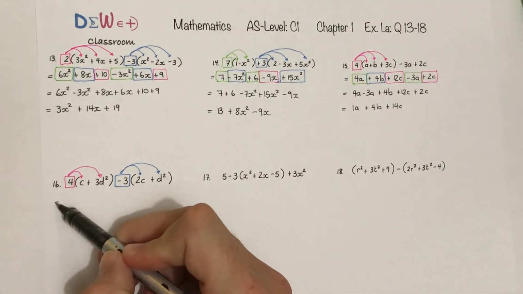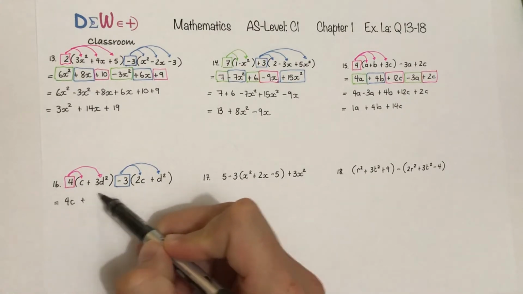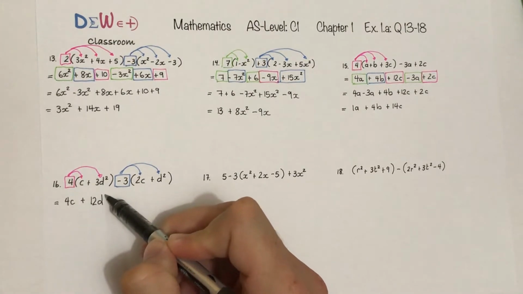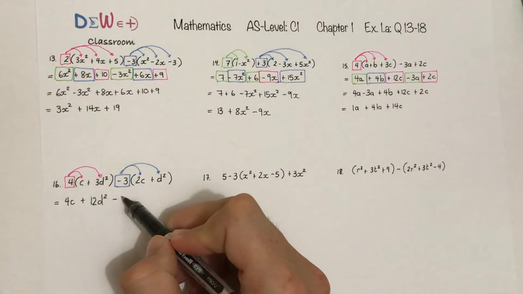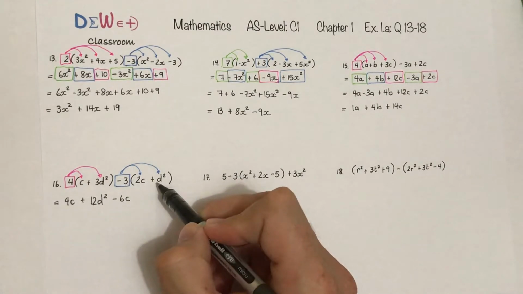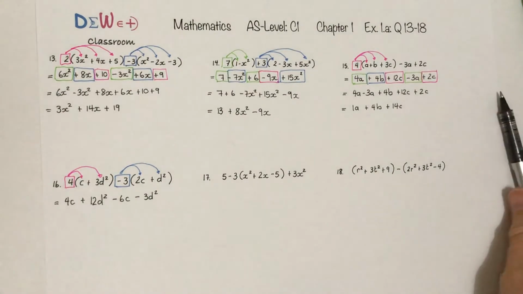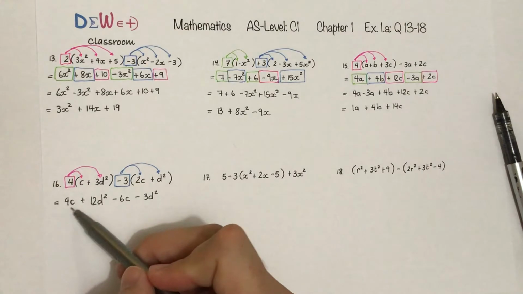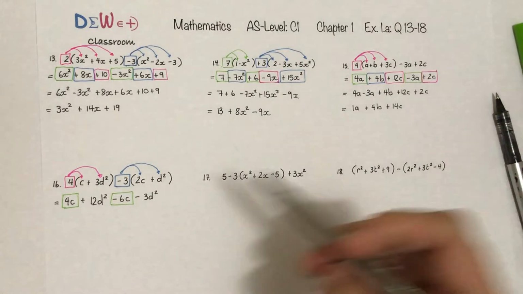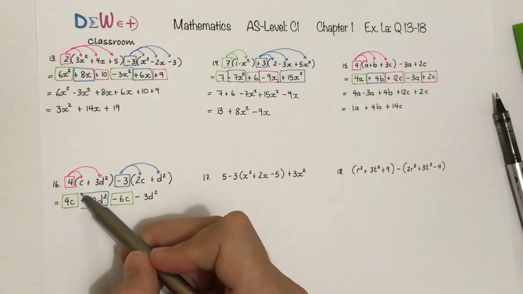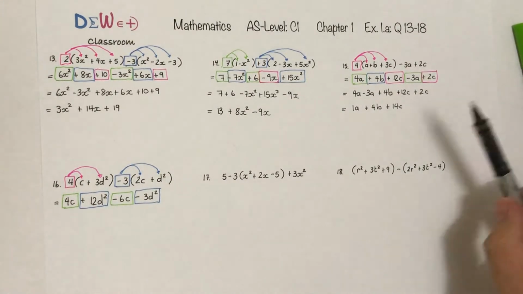We rewrite our expression. 4 times c gives us 4c plus 12d squared, minus 3 times 2c gives us minus 6c, and minus times a plus gives us minus 3d squared. Now we identify our like terms. We have a 4c and a minus 6c. We also have a plus 12d squared and a minus 3d squared. So only two types of terms.